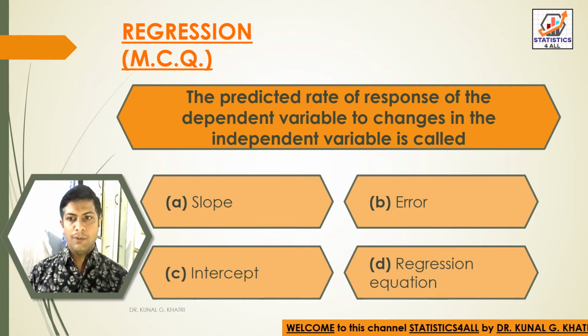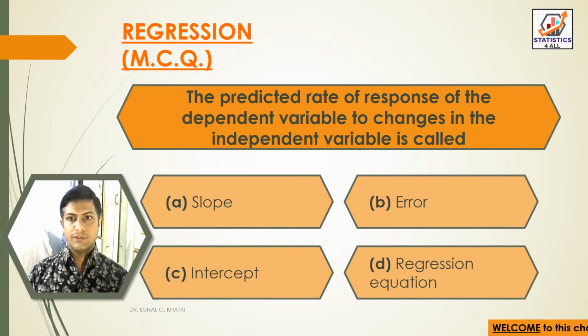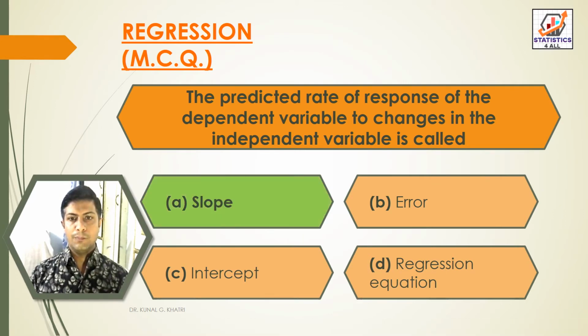Next question. The predicted rate of response of the dependent variable to changes in the independent variable is called option A slope, option B error, option C intercept, option D regression equation. So here we have answer option A, slope. The predicted rate of response of the dependent variable to changes in the independent variable is called slope.